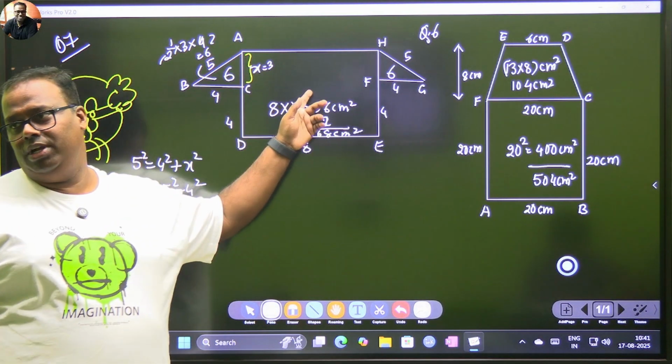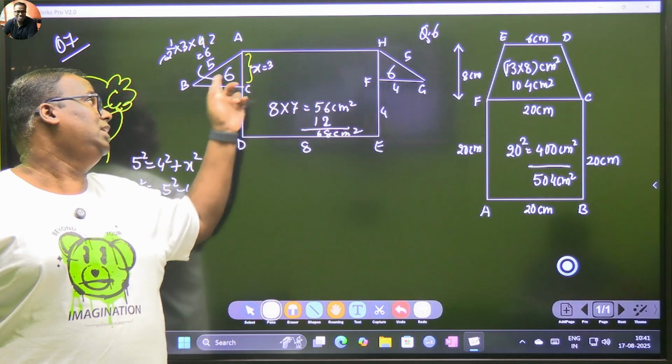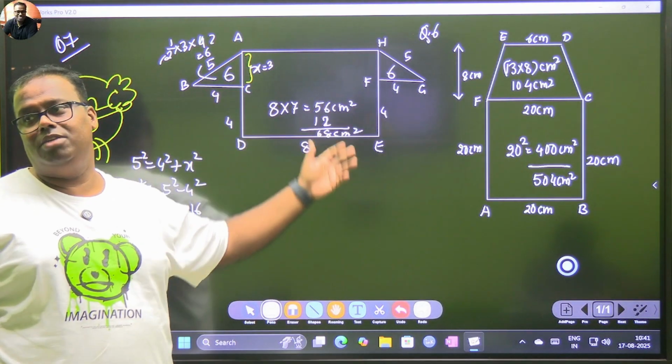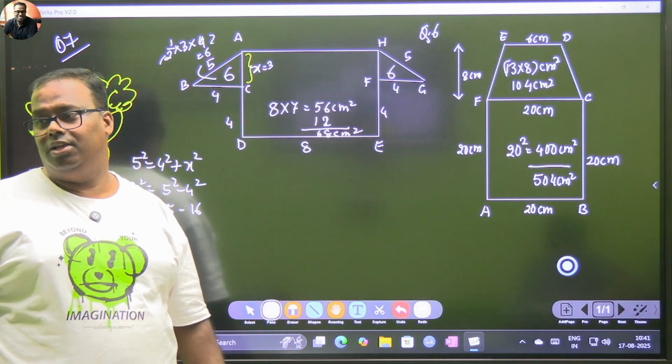Rectangle would be 7 into 8. One triangle would be half into 3 into 4. Half into 3 into 4 is how much? 2 into 3 is 6. 6 and 6 is 12. 12 added with 56 is 68. Did you understand?